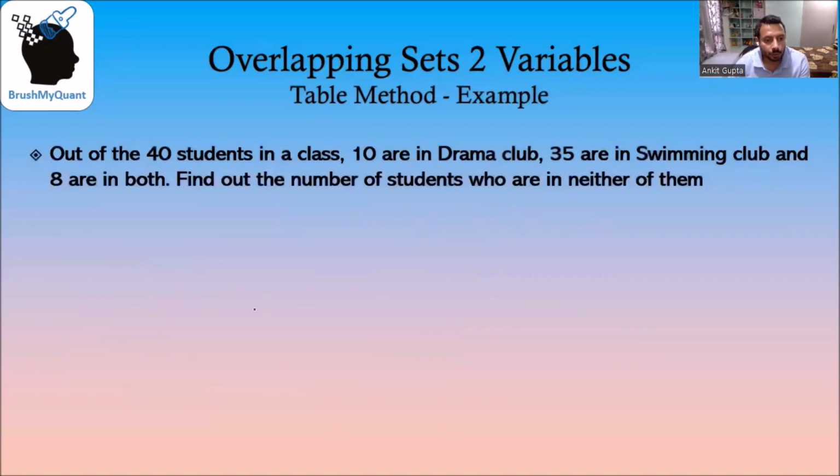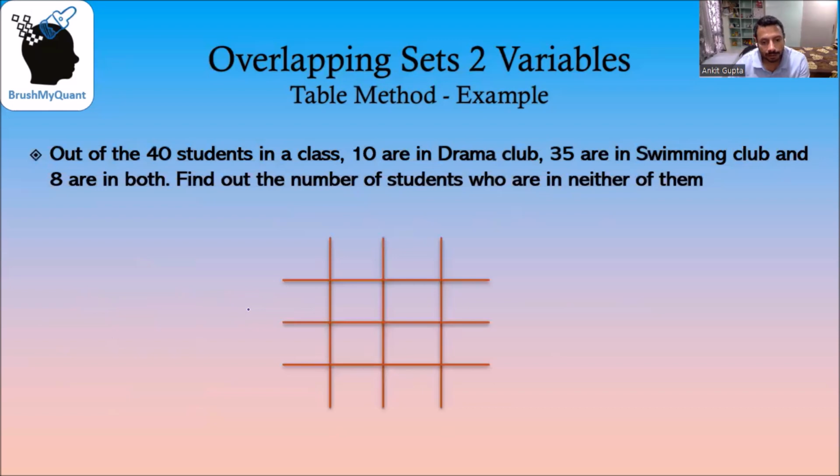So out of the 40 students in a class, let's draw the table also. So there are 40 students in total in the class. So let's write 40 here. 10 are in drama club. So that means we have drama, non-drama. And 35 are in swimming club.